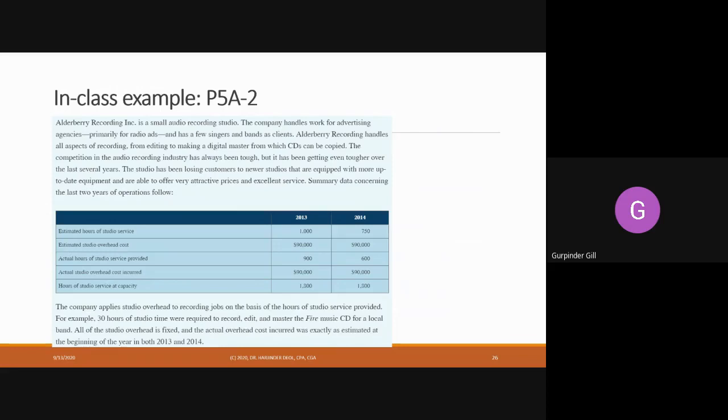The company applies studio overhead to recording jobs on the basis of the hours of studio service provided. For example, 30 hours of studio time were required to record, edit, and master the Fire Music CD for a local band. All of the studio overhead is fixed, and the actual overhead cost incurred was exactly as estimated at the beginning of the year in both 2013 and 2014.